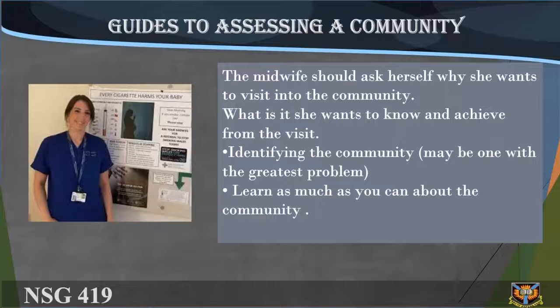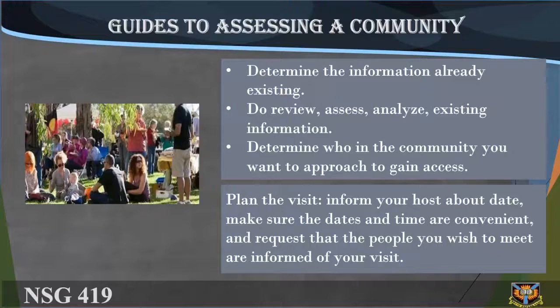Identify the community, which may be the one with the greatest problem. Learn as much as you can about the community. Determine the information already existing. Review, assess, and analyze existing information. Determine who in the community you want to approach to gain access.